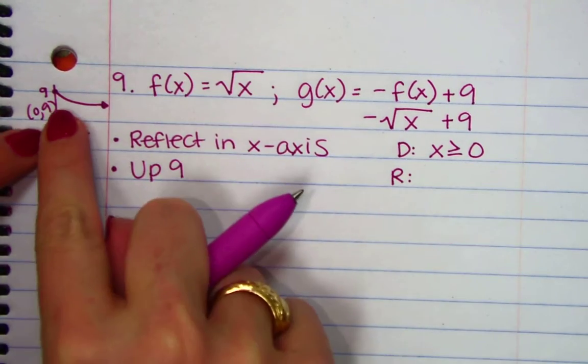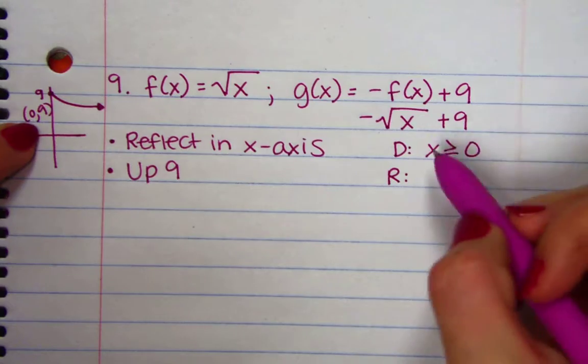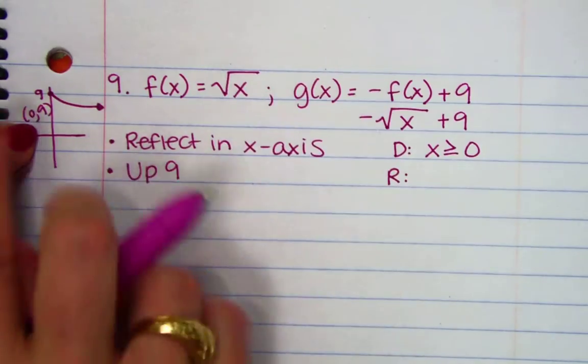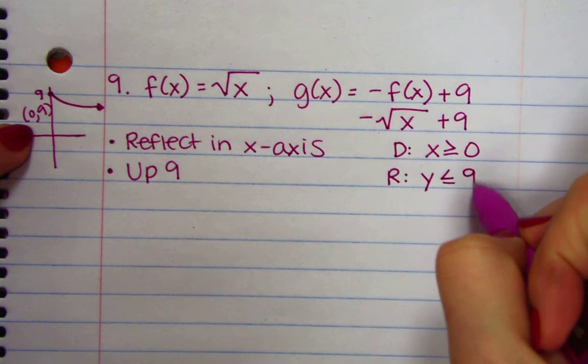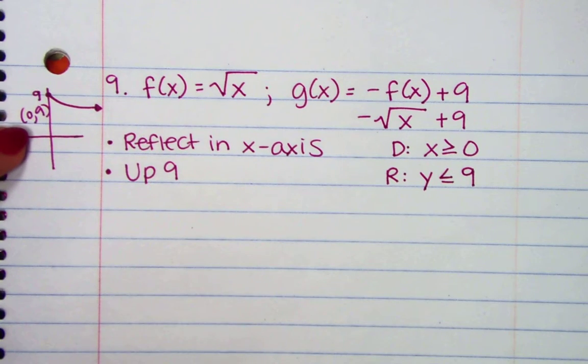Okay, so 0 is here. My range is going to start at 9. And since it's going down, it's not going above the 9. It's going to be y is less than or equal to 9. Okay, because we made it reflect, so it's going downward.